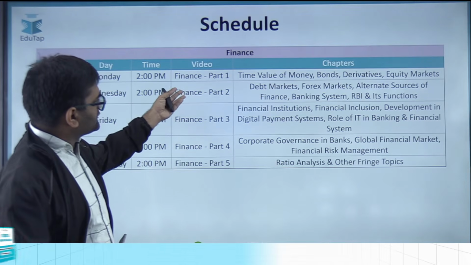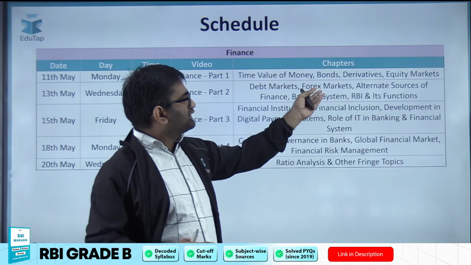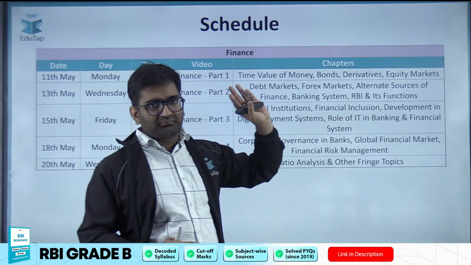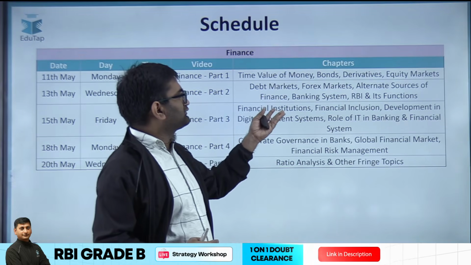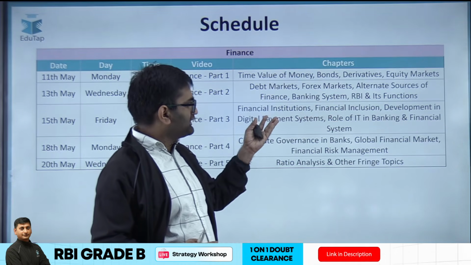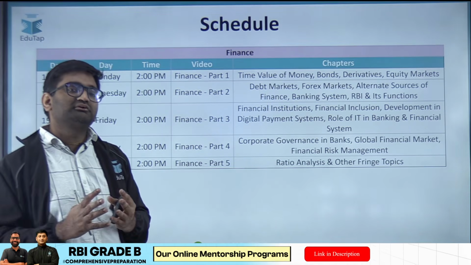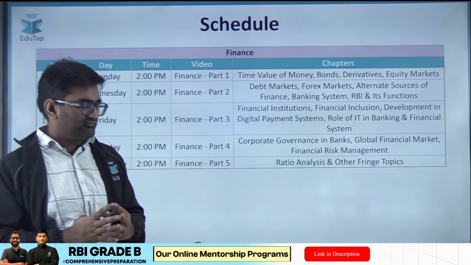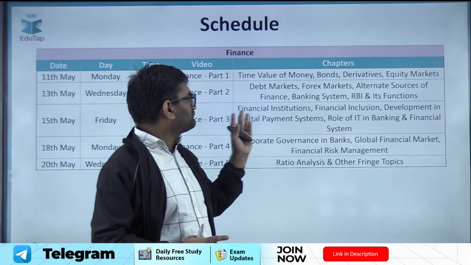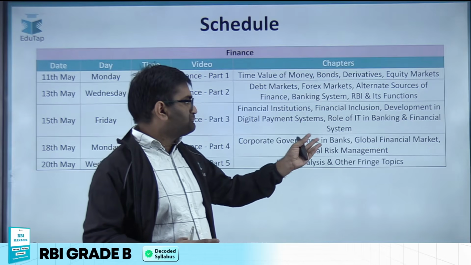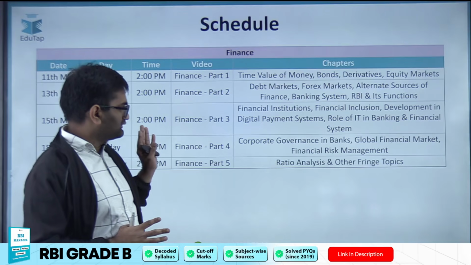You can see in the first part of the video, as far as finance is concerned, we will be discussing time value of money, bonds, derivatives, and equity markets. In the same way, for the second part, I have given you debt market, forex, alternative sources of finance, banking system, RBI and its functions. All the previous year questions and the most important topics related to them we'll be discussing here. Financial institutions, financial inclusion, development in digital payment systems, and the role of IT in banking and financial systems is something that we'll be discussing in the third part.